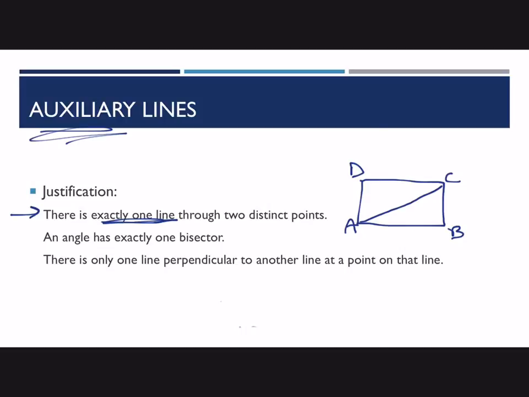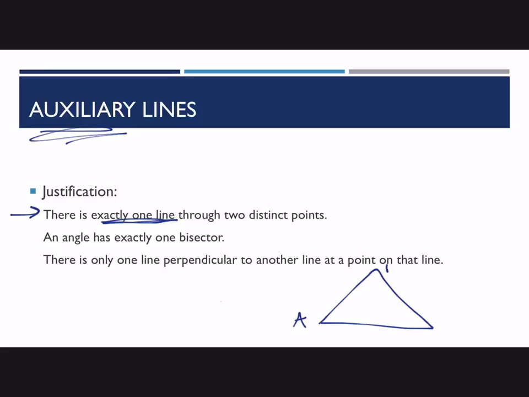And then there's only one line perpendicular to another line at a point on that line. So if I had, let's say, a triangle again, ABC, and let's say I have this point P on segment AC, and let's say I want to draw a line that's perpendicular to AC at point P, then I can go ahead and do that.